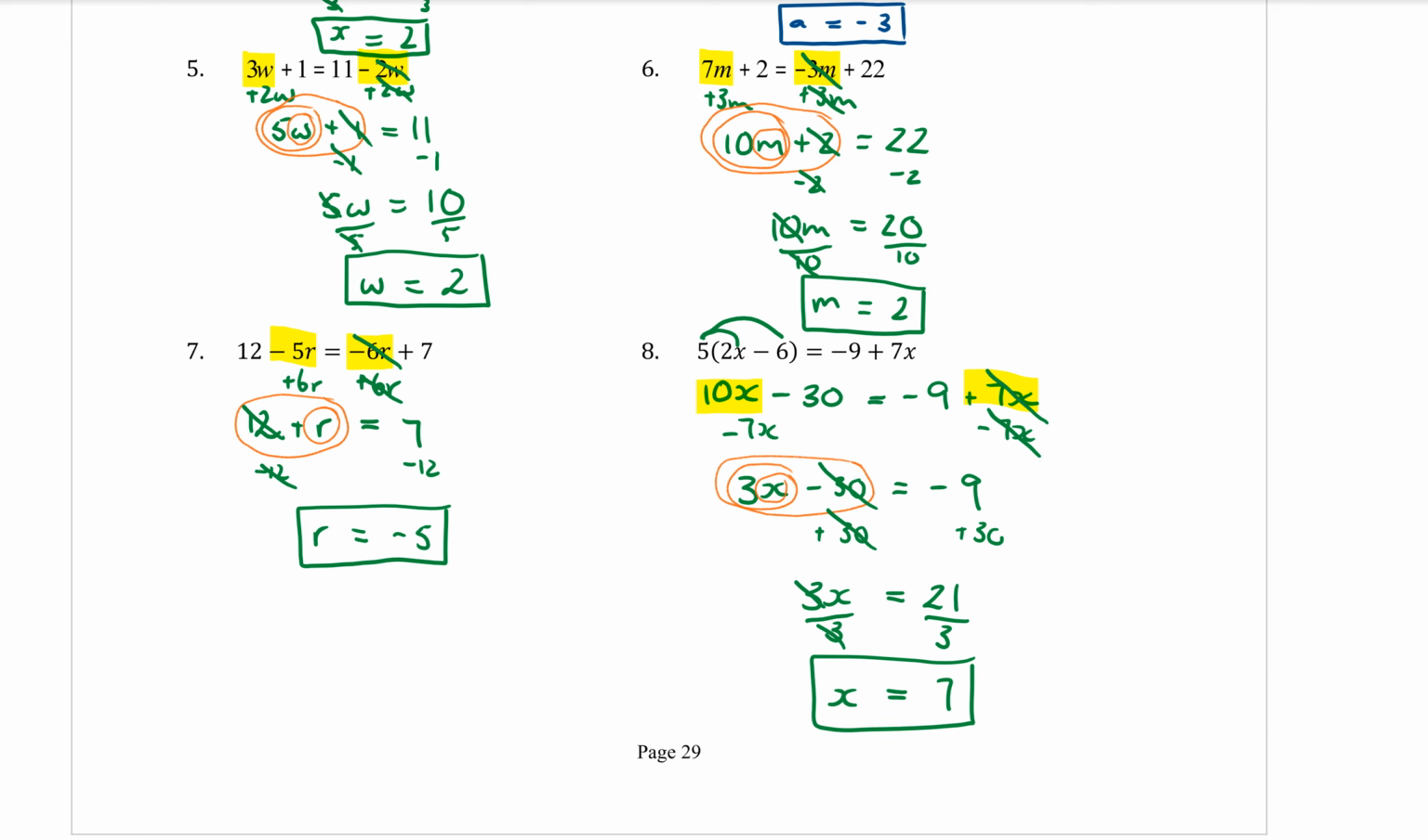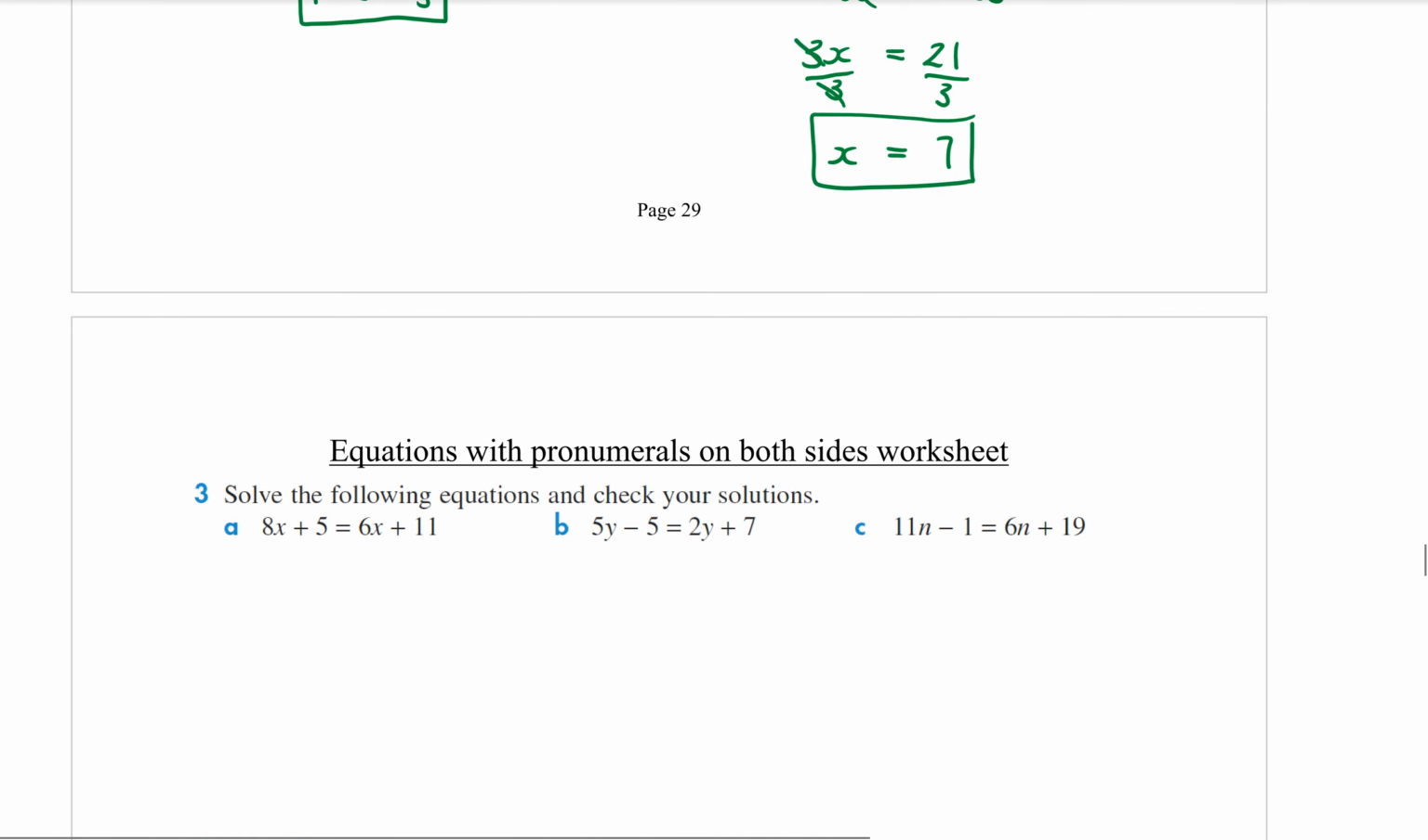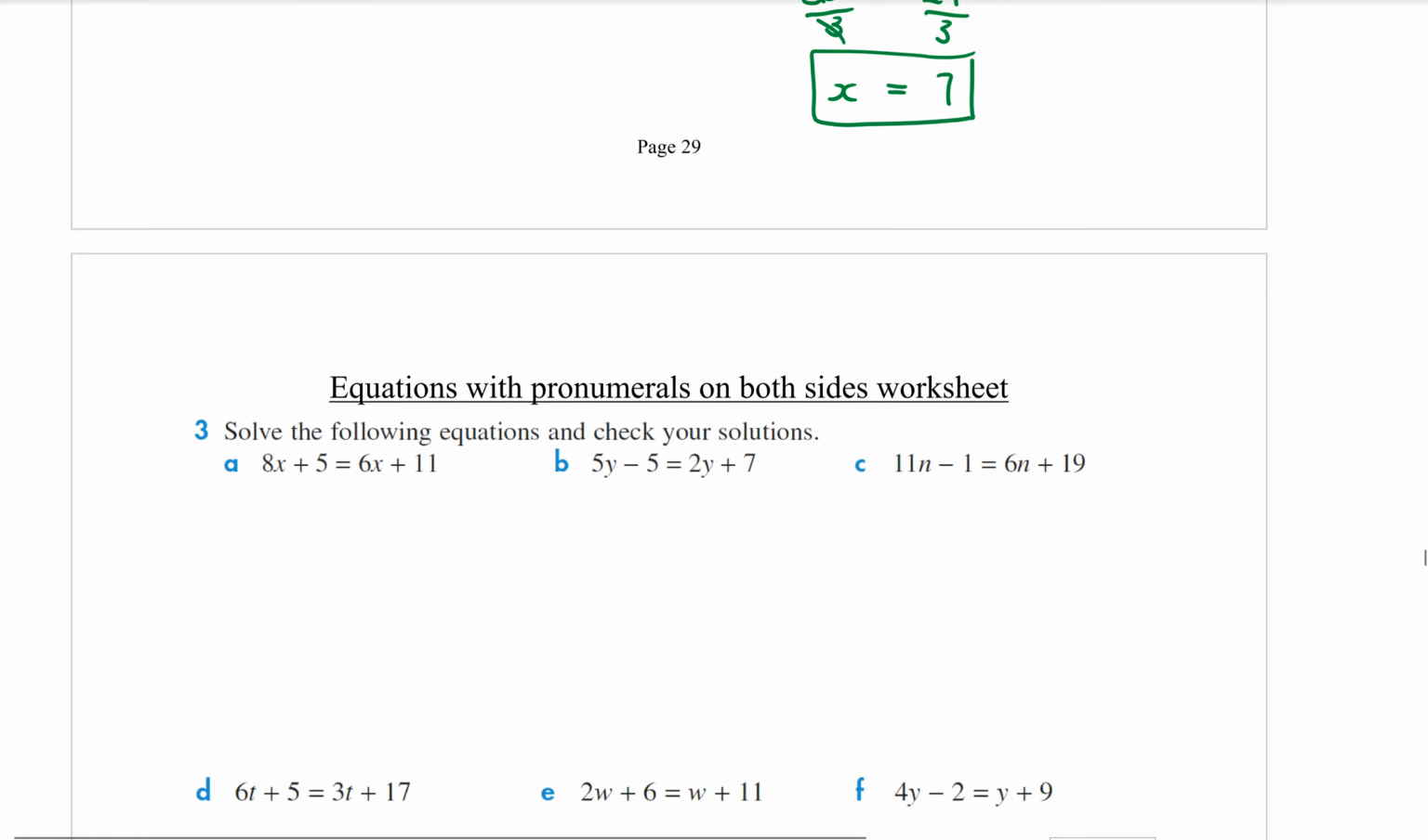Okay? And that's as hard as your equations are going to get this year. So your practice starts on page 30.